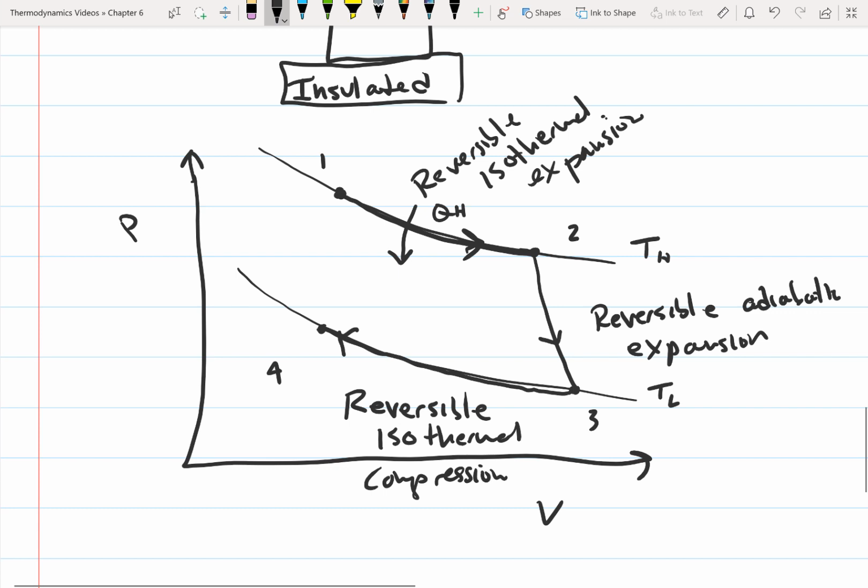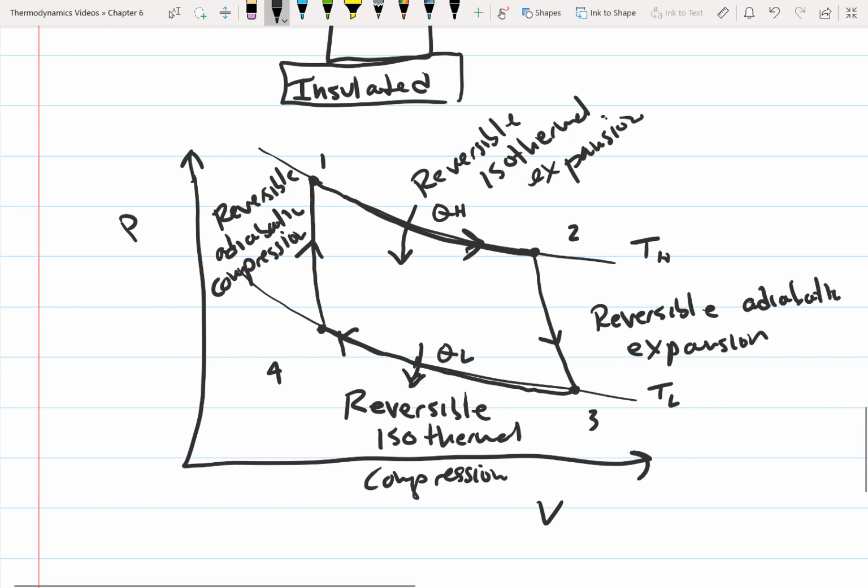And then from state 4 to state 1, I'm going to move that up a little bit. From state 4 to state 1, we're still compressing the gas, so this is going to be reversible adiabatic compression. And if we go back to this reversible isothermal compression, we're going to have some heat transferred out. So we're going to have Q low, so heat transferred out.